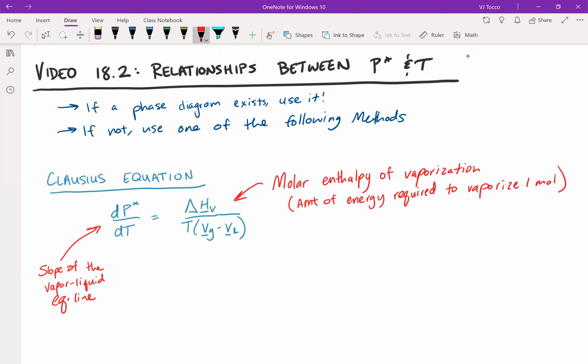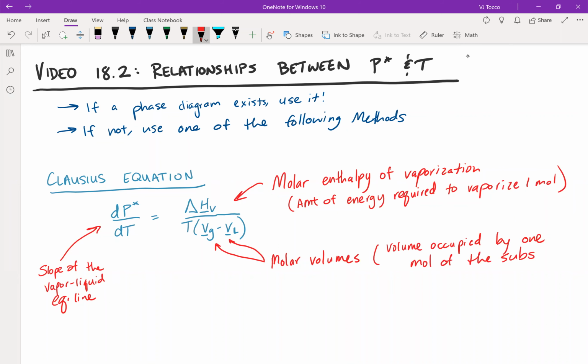These V underbar G and V underbar L are the molar volumes. You can think of this as the reciprocal of the density, but the difference is the density is per kilogram, not per mole. So molar volume is the volume occupied by 1 mole of a substance. And T, of course, is just temperature.